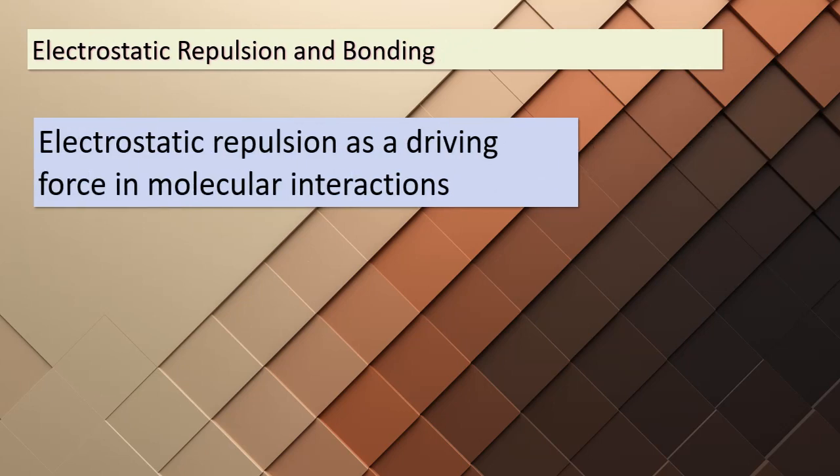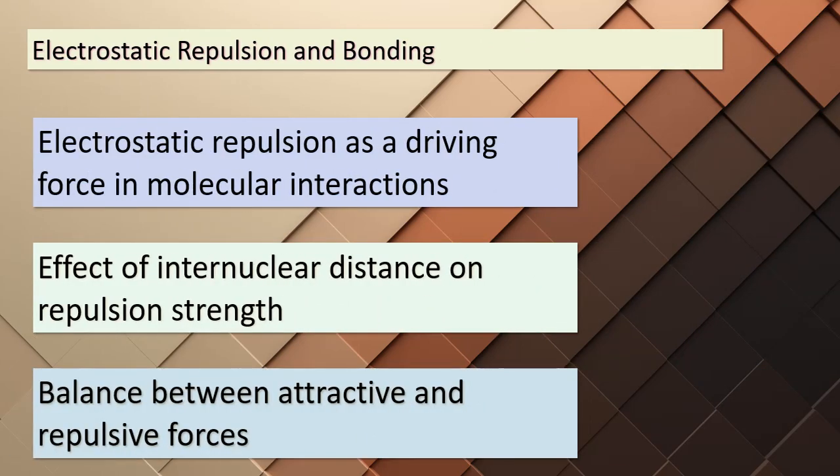Welcome back, curious minds. Our journey into molecular dynamics continues with a focus on electrostatic repulsion and its role in bonding. Think of it as a powerful driving force that influences how atoms interact. As the internuclear distance decreases, the strength of this repulsion becomes more pronounced. This phenomenon shapes the molecular landscape, leading to intriguing consequences for bonding.